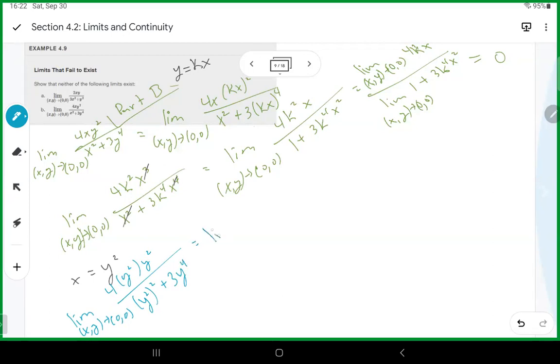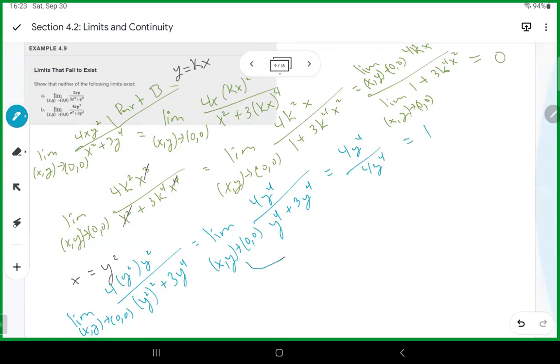If we bring everything together, we would get 4y to the fourth over y to the fourth plus 3y to the fourth. And then you can see that everything is going to end up reducing. So we would have 4y to the fourth over 4y to the fourth, which becomes a 1.